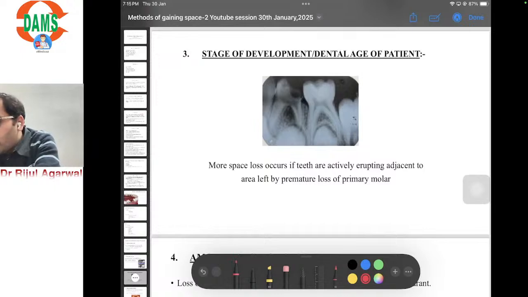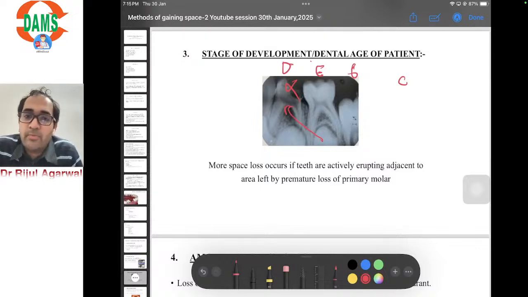Supposedly, here in this situation, this is D, E. Sorry, I'm just writing. This is the permanent first molar. This is the deciduous second molar, and deciduous first molar. So supposedly we extract this. So what will happen? The tendency of the 5 will be to take up this path because it's the least resistant part for the tooth to erupt. So we need to look at the stage of development of the adjacent teeth as well.